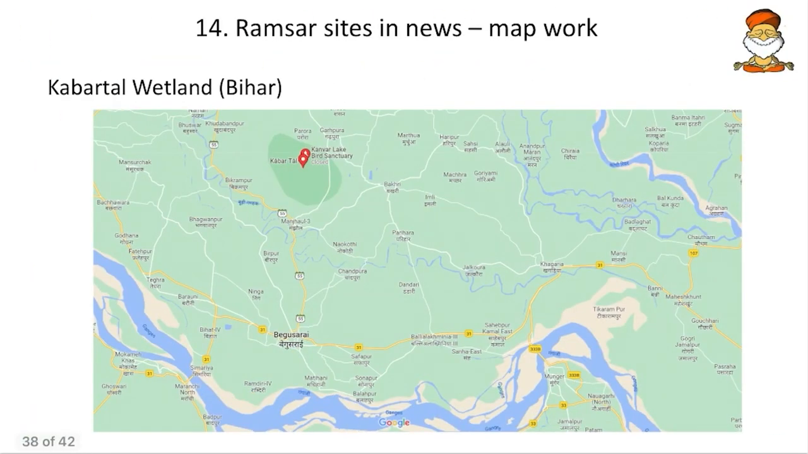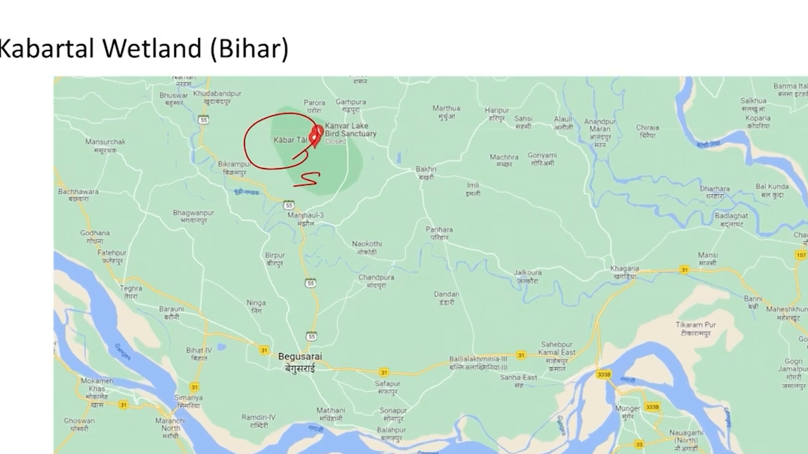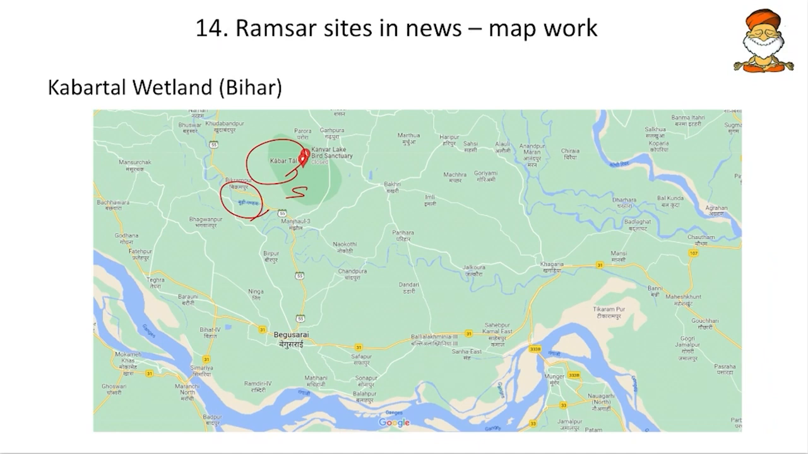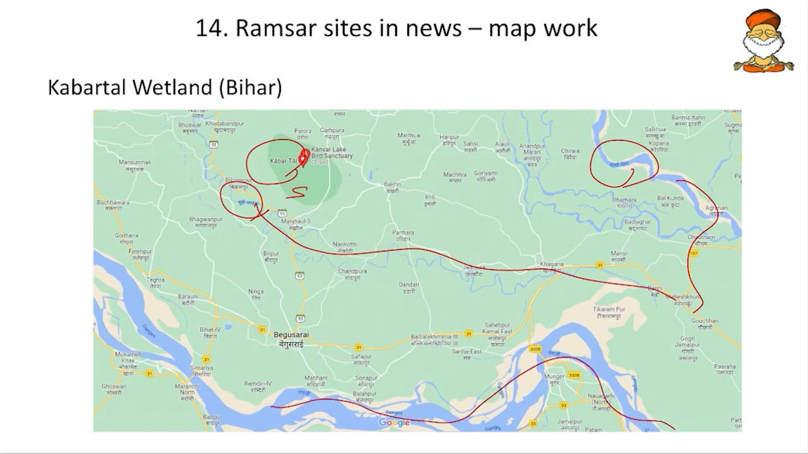And then we have the Kabartal Wetland. So, the Kabartal Wetland is present here near Bihar. Very near to it, we have the Budhi Gandak, or Burhi Gandak. So, whatever we want, we can pronounce. And we have the Kosi River here. Both of them will meet in this place. And we also have the great Ganges. So, all these, Burhi Gandak and Kosi, will meet the Ganges somewhere eastward. So, remember the Kabartal here, and remember Budhi Gandak, that will flow very near to it.